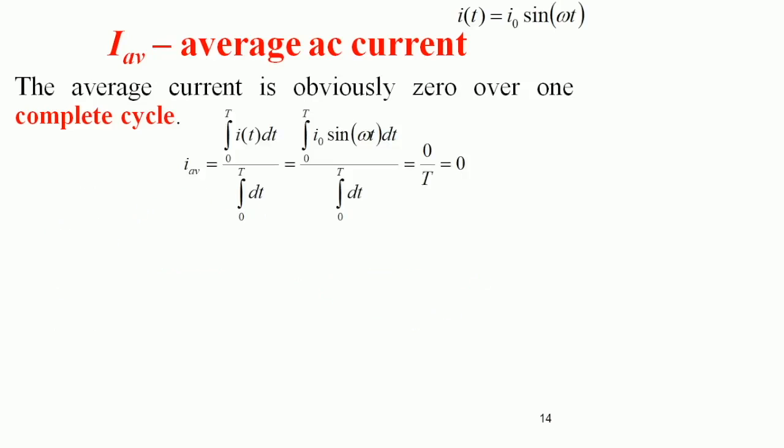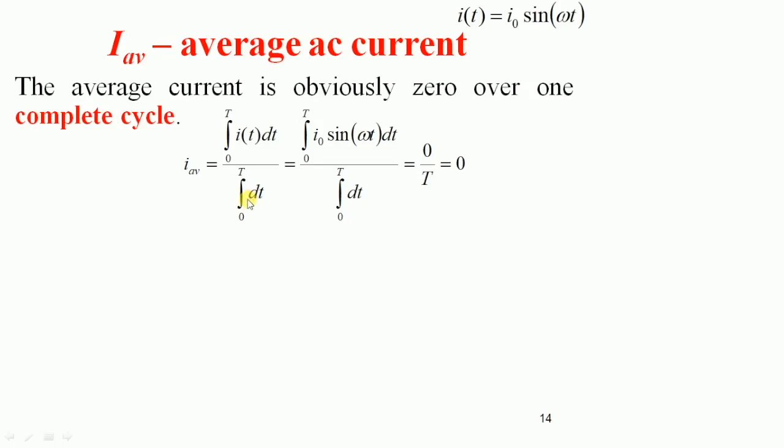Now let us go mathematically. I average we shall define as a ratio of two integrations. The integration in the numerator is I of t dt, that is instantaneous value of current is integrated, or rather summed over dt in one complete cycle, that is small t is rolling from 0 to the time period of the signal, divided by the total time period of the signal, that is capital T.